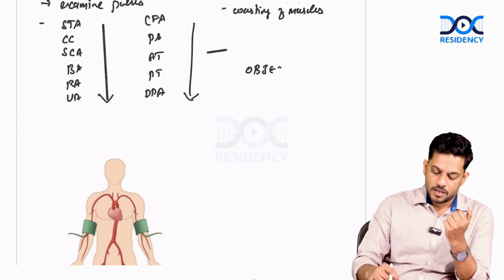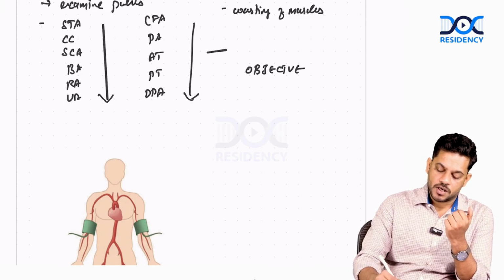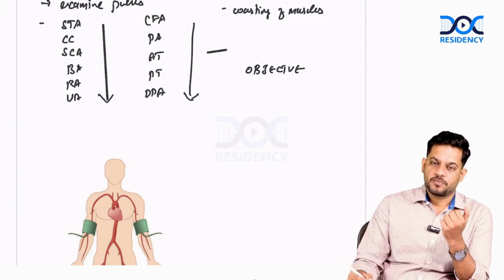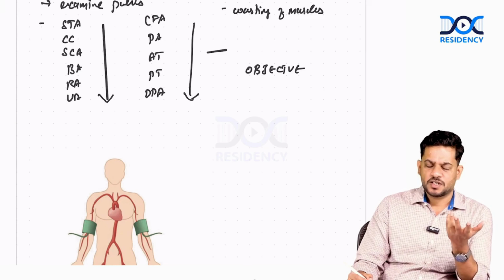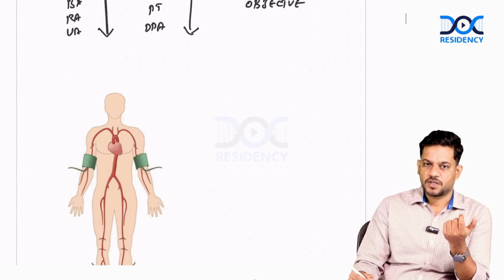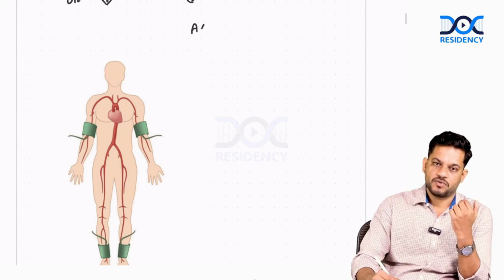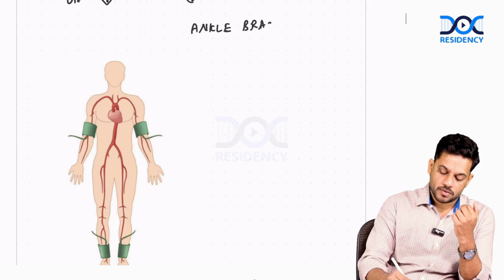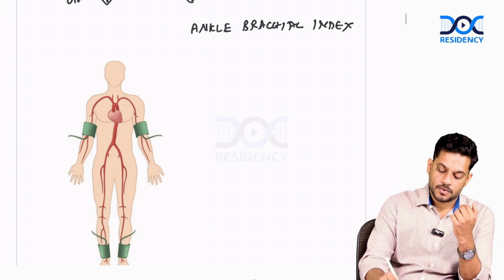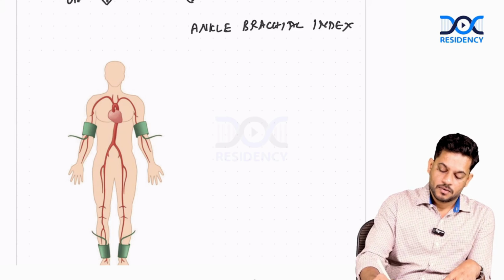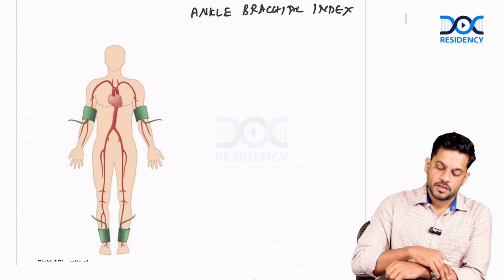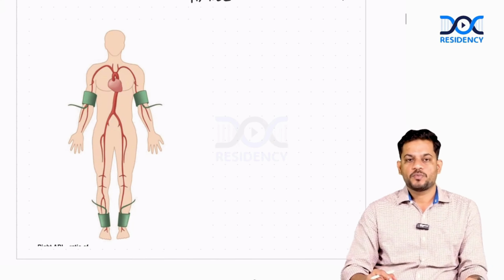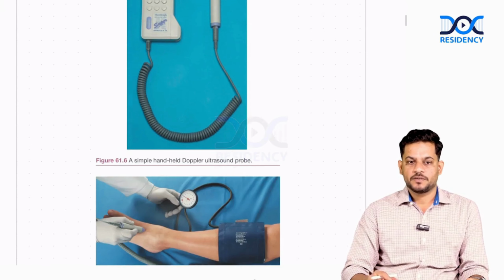Okay. Next, we'll come to what is called an objective measurement. Mere absence of pulse, we cannot say that the patient is having a critical limb ischemia or a severe ischemia. So, how do you objectively measure it? Okay. To objectively measure, we use what we call the ankle brachial index. Okay. How do you measure ankle brachial index?